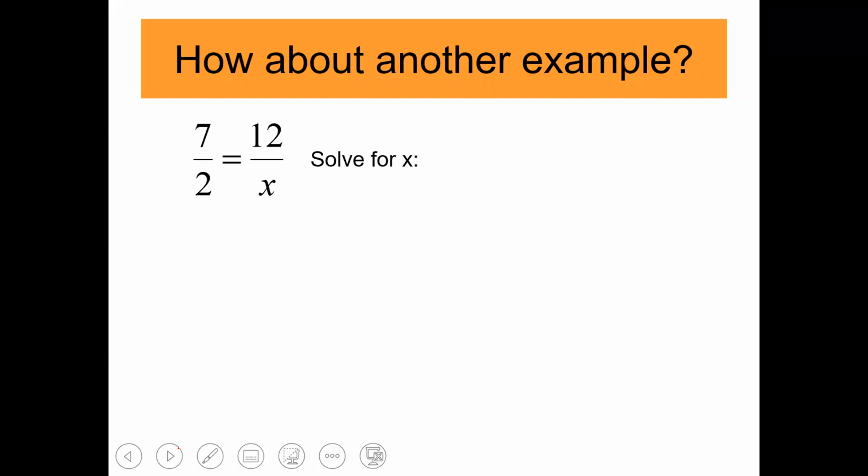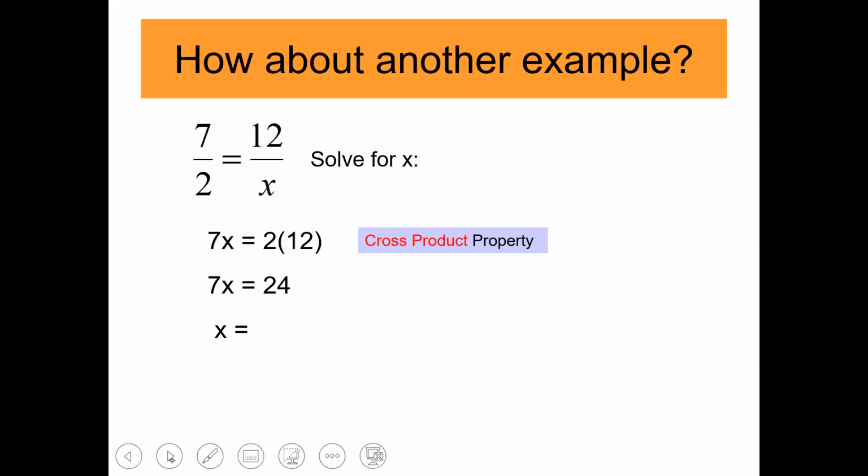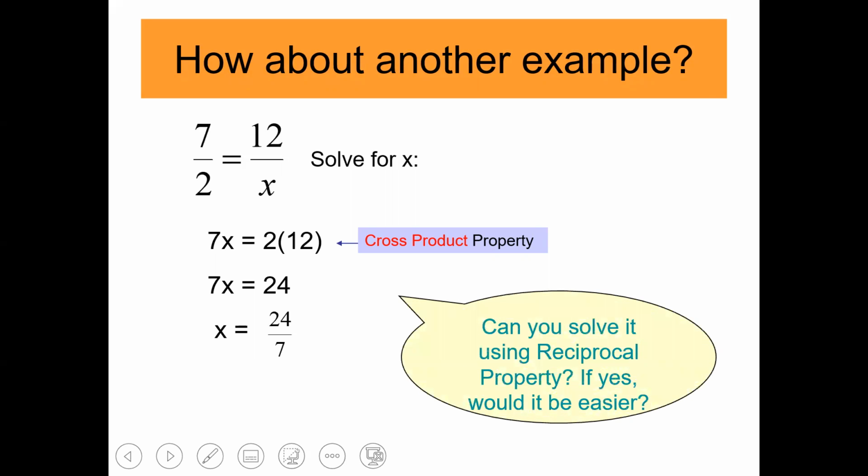Now let's take a look at example 3, or question number 3, for your warm-up. You're asked to solve for x. You simply cross multiply and then you divide by 7, and your answer in this case should be 24/7.